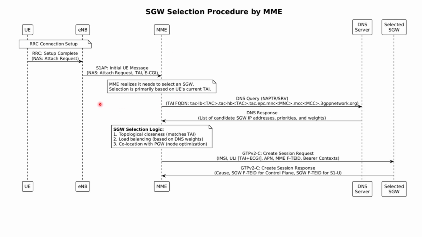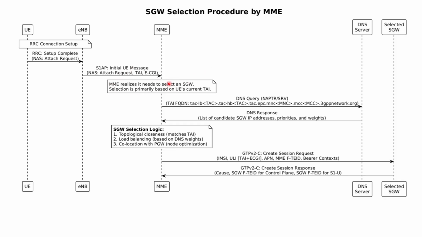Suppose we have the RRC connection setup, and after that the RRC setup complete message will come from the eNode B. In that, the NAS attach request will be forwarded to the MME from the eNode B, and it should contain the NAS attach request with the TAI and ECGI. TAI is the tracking area identity, and ECGI is the E-UTRAN cell global identity.